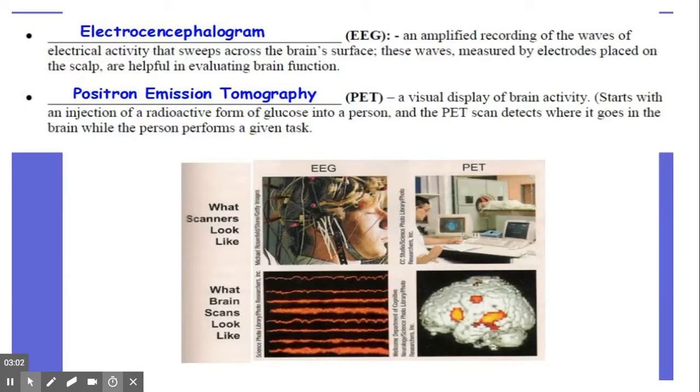It is a way to see the visual display of brain activity. It starts with the injection of some kind of radioactive form of glucose. It's kind of like you take a syrup. It's probably much like a very, very highly concentrated juice. And within that are the radioactive particles.